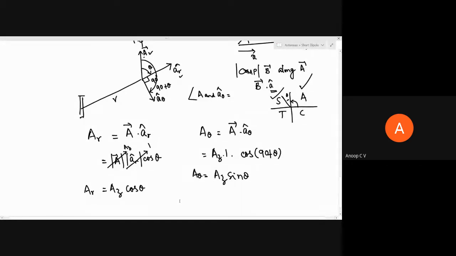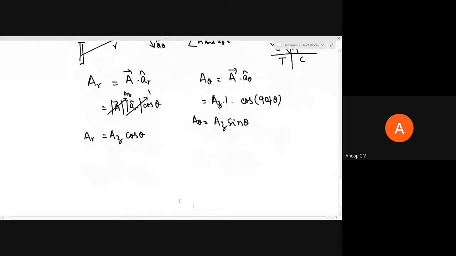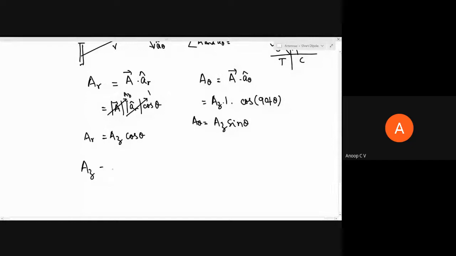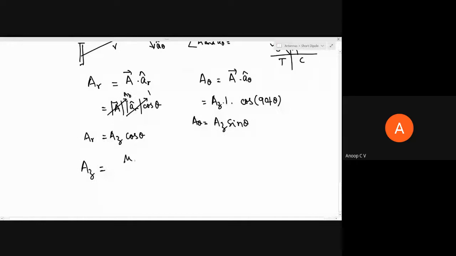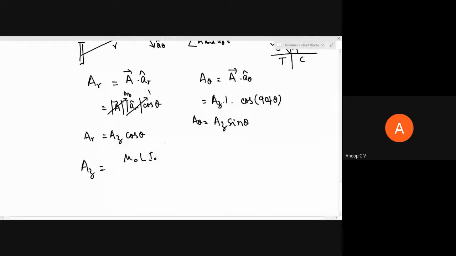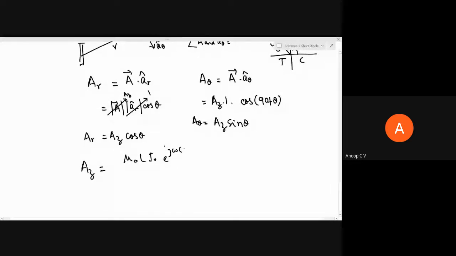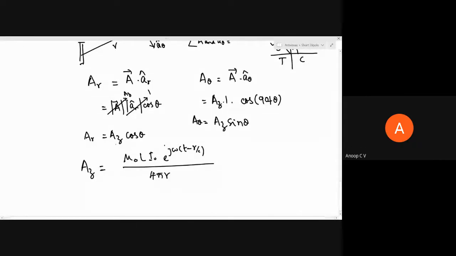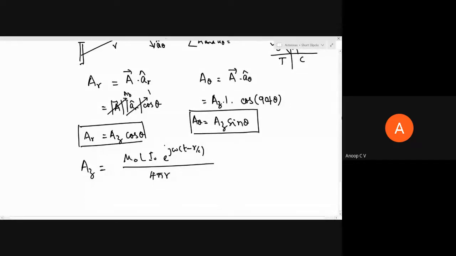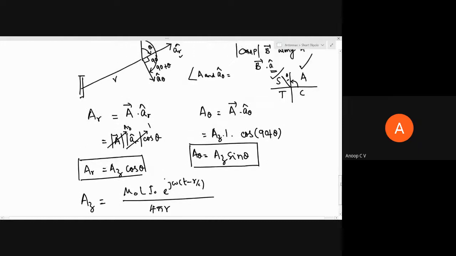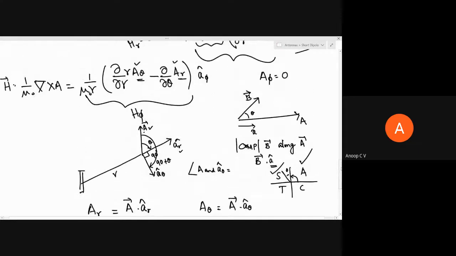Where A_z is, can you tell me what A_z is now? We found A_z to be equal to mu naught L I naught e power j omega t minus r by c divided by 4 pi r. This is A naught. So A_r is this times cos theta, and A theta is this times sine theta. Then you have to apply A_z, A_r, A theta in this particular expression.